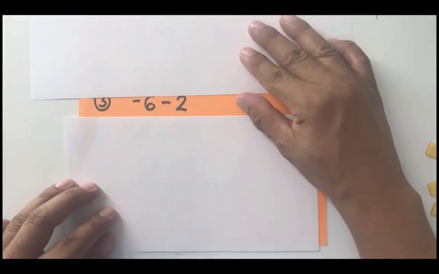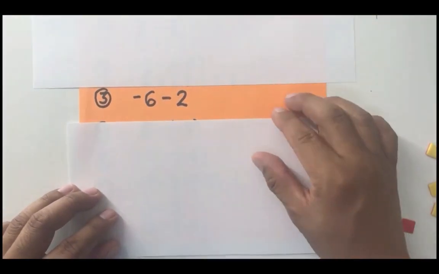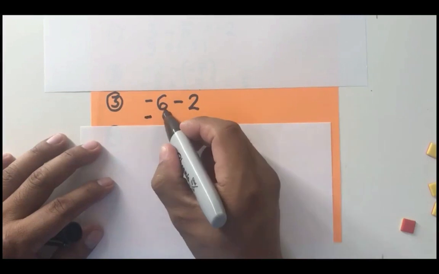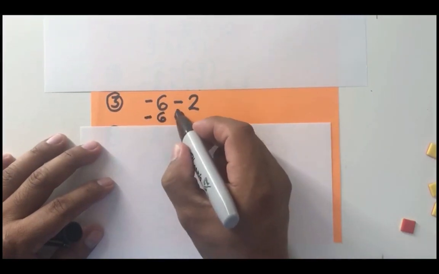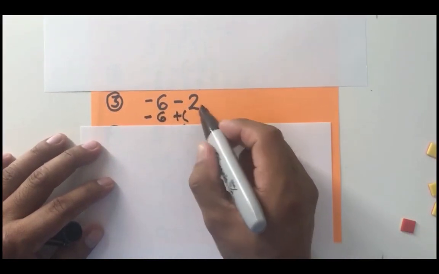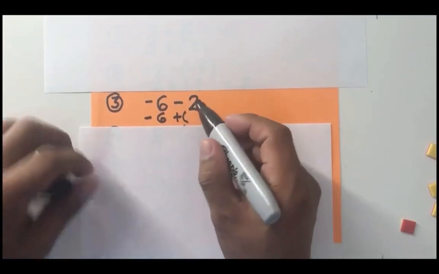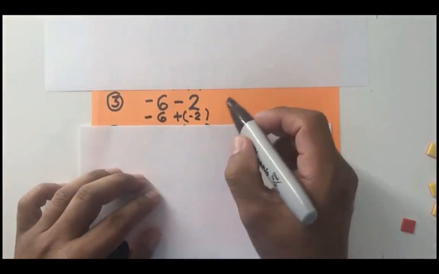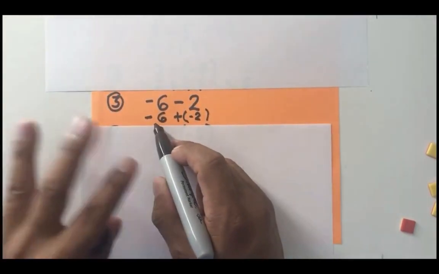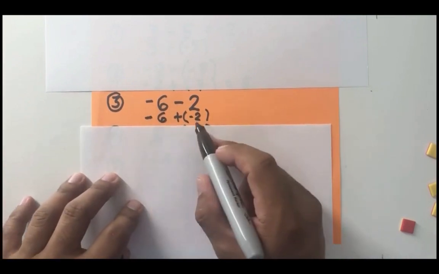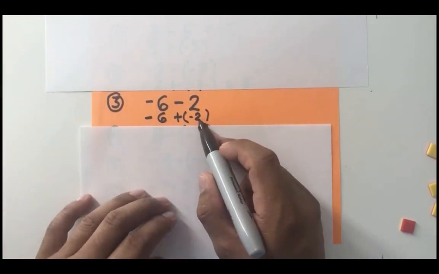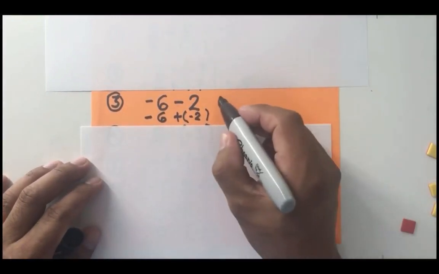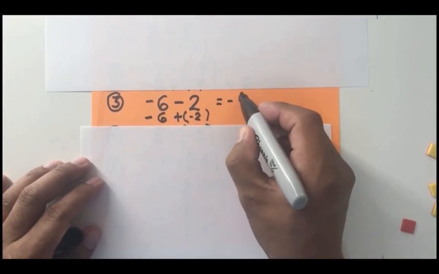What if you have this one? Negative 6 minus 2. Still the same procedures. Copy the first number, change subtraction to addition, get the additive inverse of the second number. From positive 2, that becomes negative 2. And then you have negative 6. Imagine 6 red squares. You have 2 red squares, negative 2. Together you have 8 red squares. So this is equal to negative 8.